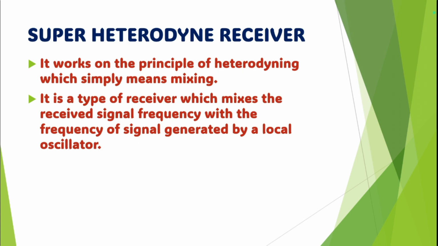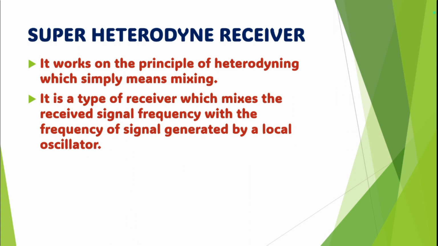It is a type of receiver which mixes the received signal frequency with the frequency of the signal generated by a local oscillator. Heterodyne means just mixing. It mixes a signal with a reference signal.